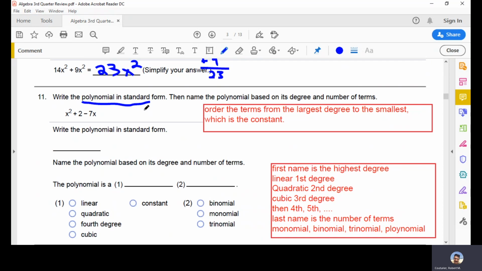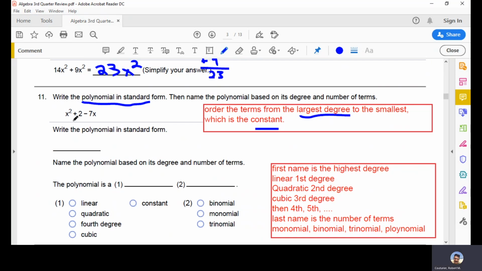Write the polynomial in standard form. Okay, we should have this down by now. We've been doing this. It actually should have become second nature at this point. When you rewrite something, or you're solving something, or you're combining like terms, we just automatically have a tendency to do it at this point. We order the terms from the largest degree to the smallest, which is the constant.